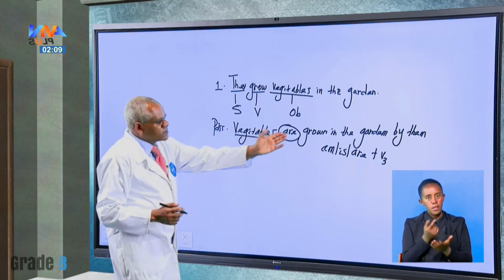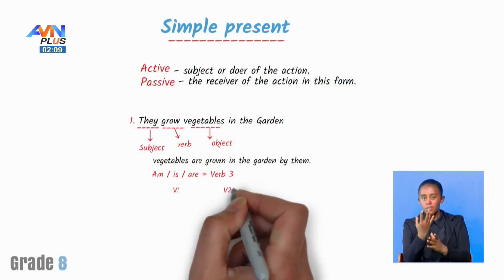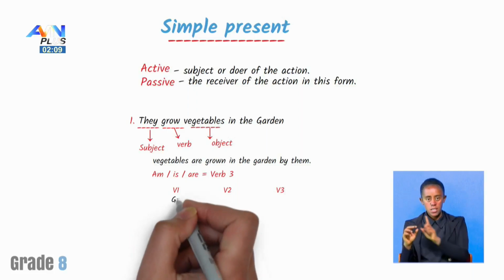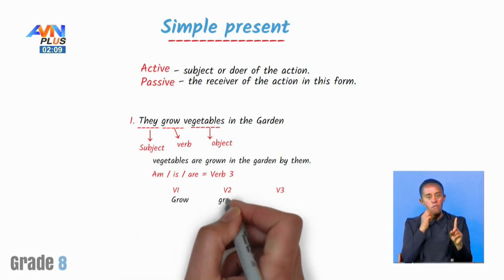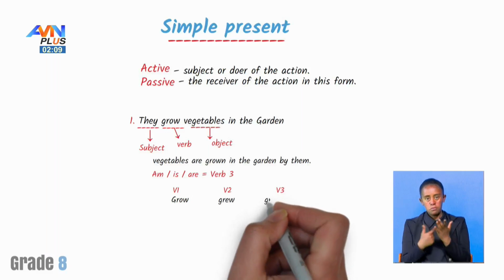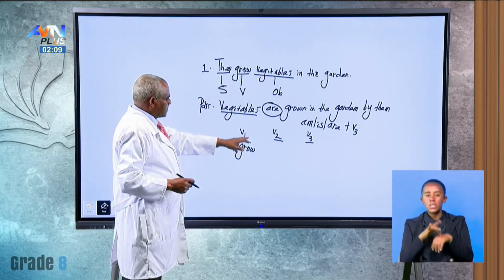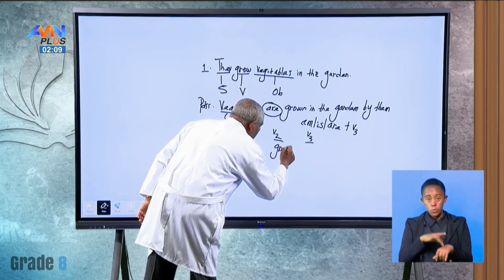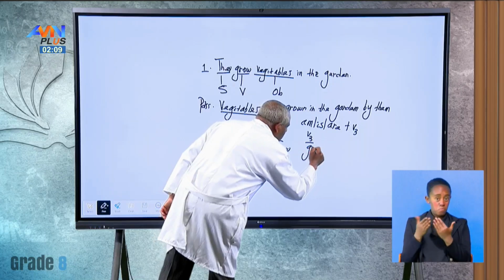Here now, the V1, the V2, and the V3. You can get this verb here now, because we are talking about the active voice. Grow is the V1, and then the V2 form is grew. We don't bother about grew. And then the V3 form becomes grown.